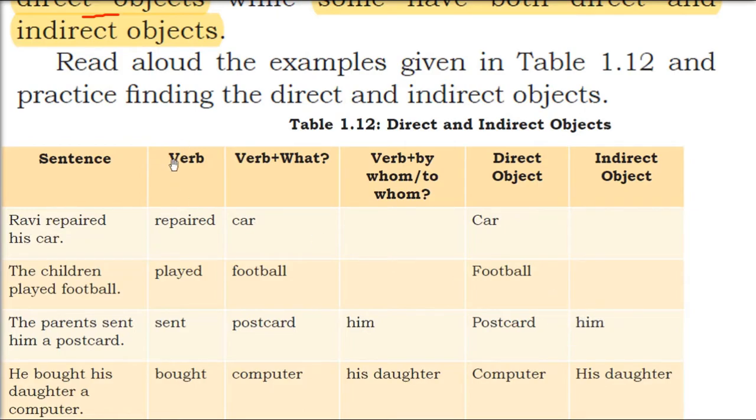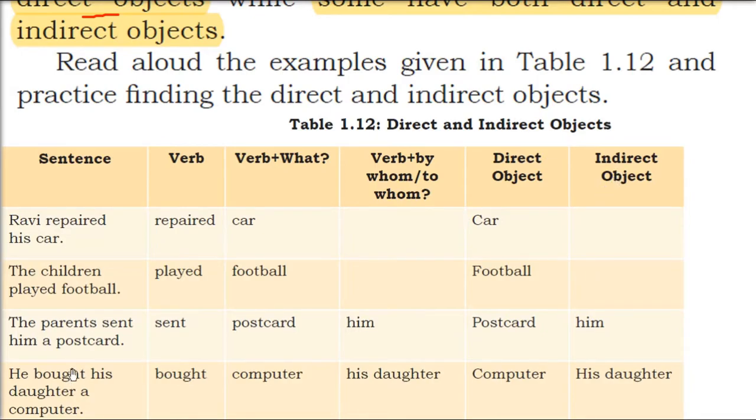So him becomes the indirect object. If you add the verb with "what," it will give you the direct object. If we add the verb with the question "by whom" or "to whom," that is going to give you the indirect object.